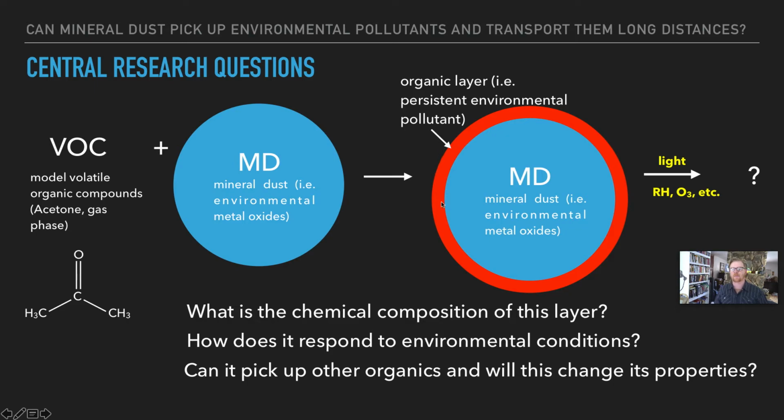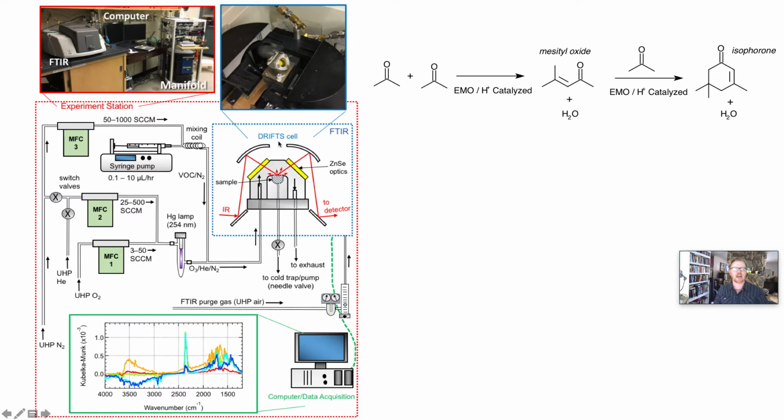So I hypothesized that would create this organic layer. That organic layer could react with ozone, relative humidity, light, etc. So what's the chemical composition of this layer? Can it pick up other organics, etc.? So this is how I've got the DRIFT cell set up for my own experiment. Here's that picture. Once again, that's where it came from.